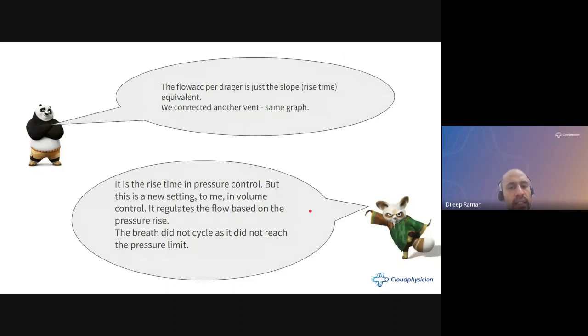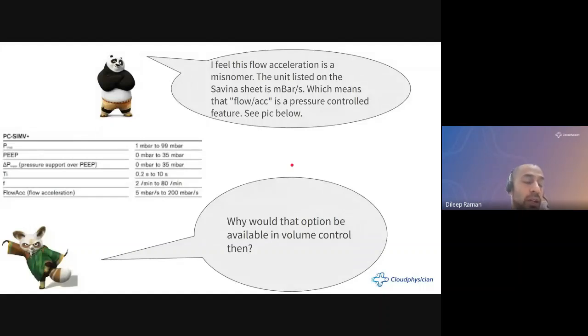And if you do that, something else actually happens. This is from the manual where we looked at PC SIMV, which is what Draeger calls it, but we checked for the specifications of the flow ACC button, and you look at the units. Look at the units very carefully. The units are millibar per second. So if the setting is changing the amount of pressure per unit time, you are actually changing the rate of change of pressure. This is a pressure control feature, meaning the ventilator is controlling the pressure. The ventilator is not controlling the flow.